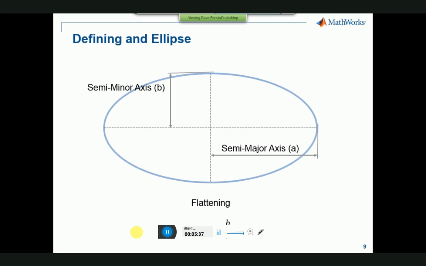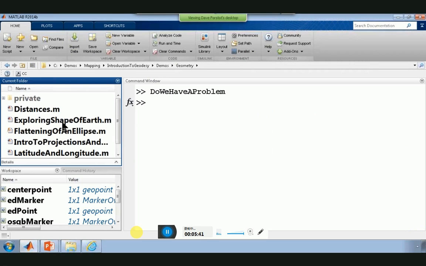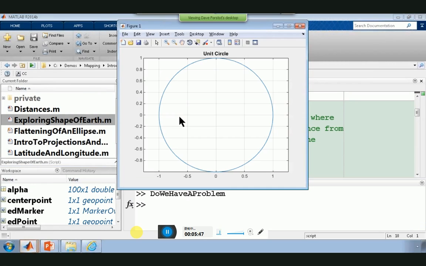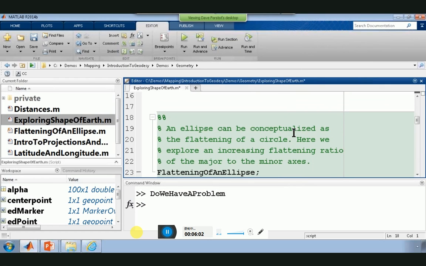So let's go back into MATLAB and take a quick look at some of these ideas of the shape of the Earth. Let's start with a unit circle. A unit circle, again, is one where the radius is 1 in every direction. So from our origin, we have a 1. Once we want to make an ellipse, that's now changing depending on whether we're going, let's try that again. There we go.